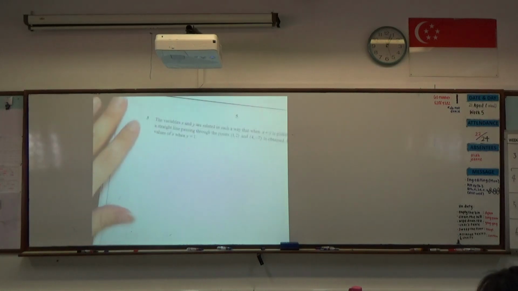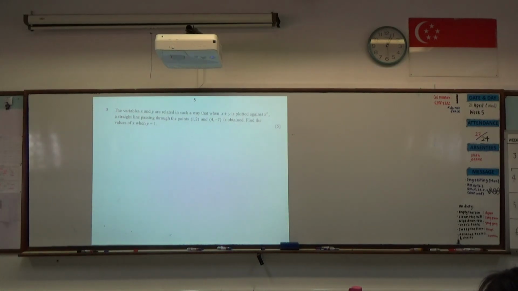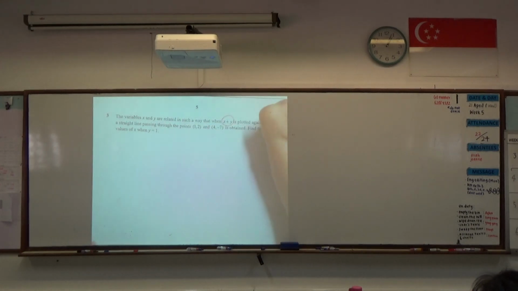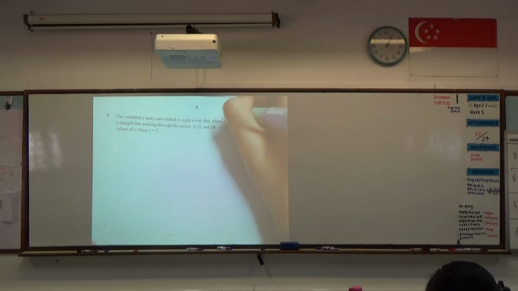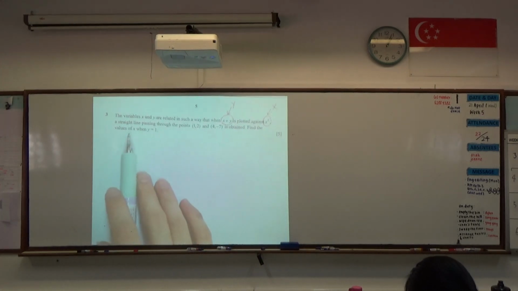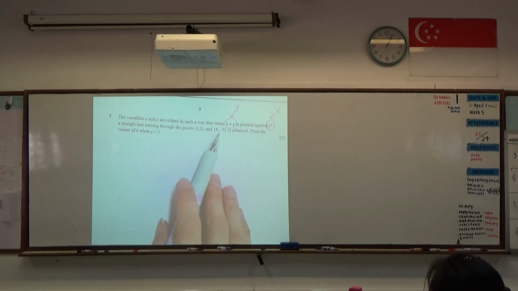Next one, question 3. This one. Okay, this is your linear law. I think it is chapter 6 in your volume A textbook, or chapter 8, I don't recall. So this one is the one where you don't need to draw a graph. Notice that it says x plus y is plotted against x squared. When it's stated like that, this is always the y-axis, this is always the x-axis, or in other words, big Y, big X. So, a straight line passing through the points (1, 2) and (4, -7).